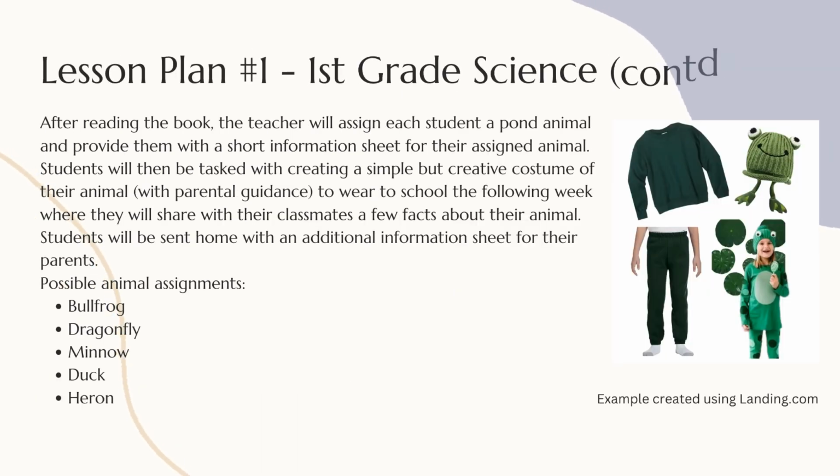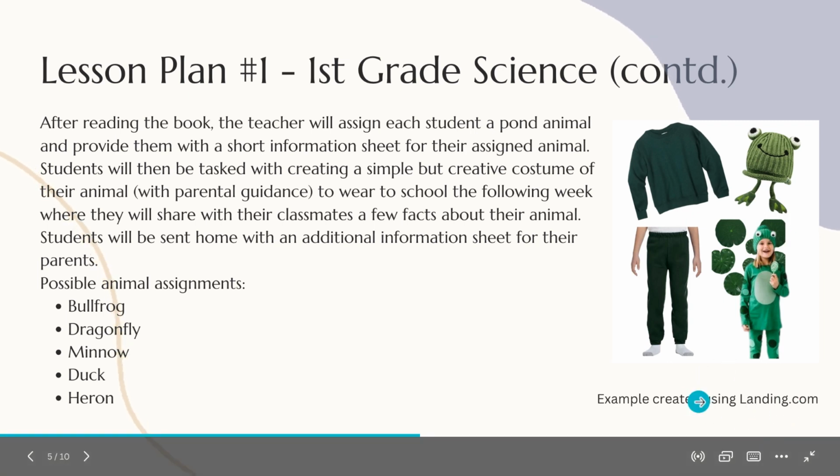After reading the book, the teacher will assign each student a pond animal and provide them with a short information sheet for their assigned animal. Students then will be tasked with creating a simple but creative costume of their animal with parental guidance to wear to school the following week, where they will share with their classmates a few facts about their animal. Students will be sent home with an additional information sheet for their parents. So possible animal assignments are bullfrog, dragonfly, minnow, duck, and heron. These are all animals that can be found in the marshland, and it helps students take ownership of what they're learning about the wetlands by interacting with their assigned animal.